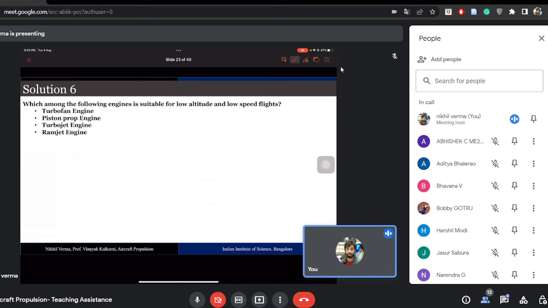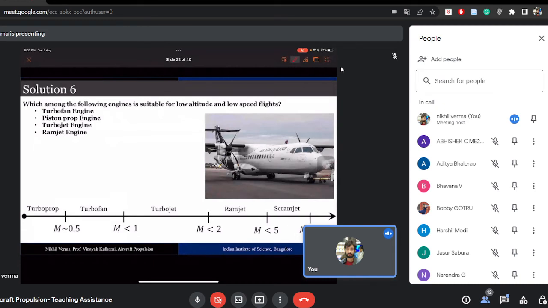Okay. Coming on to question number six, which of the following engines is suitable for low altitude and low speed flights? So this I have discussed in the previous lecture. This is the turbo piston prop engine, which cruises at a lower velocity and a low altitude.